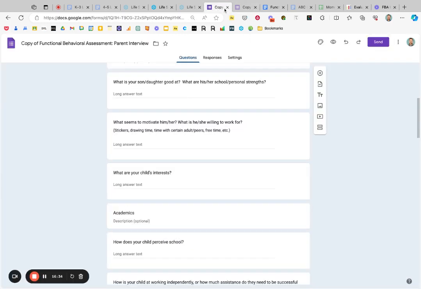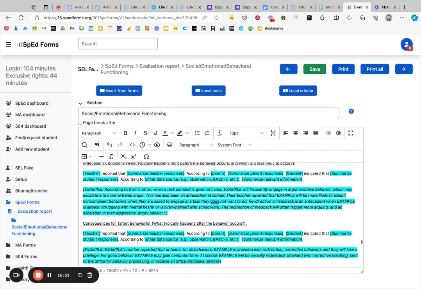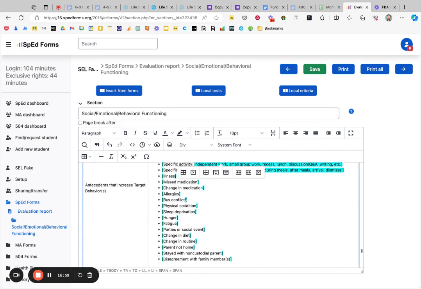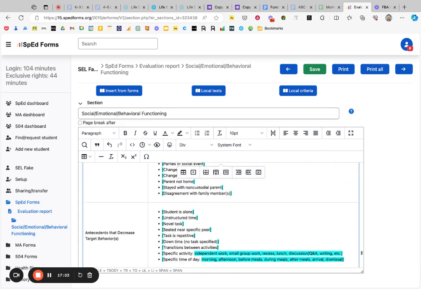And then antecedents that decrease the target behaviors. So there's information in these interviews about that as well. Like, when is it least likely that the student is going to be off task? So maybe they're during their unstructured time, or a new task that's new and exciting, or they're seated near a peer that they really like. But when is it least likely that we're going to see this behavior? And again, we would have written about that up here because it was asked about in our interviews. So this table is just, like I said, distilling and making it really concrete.